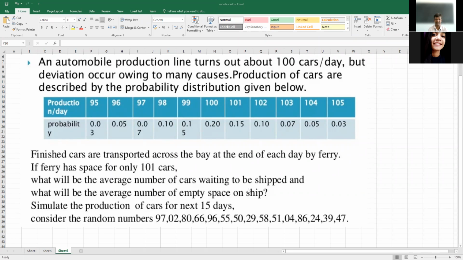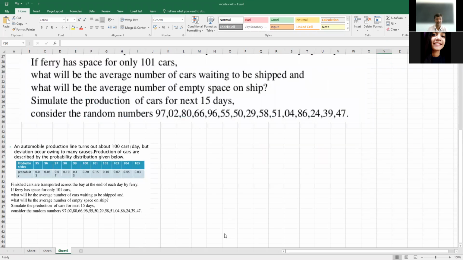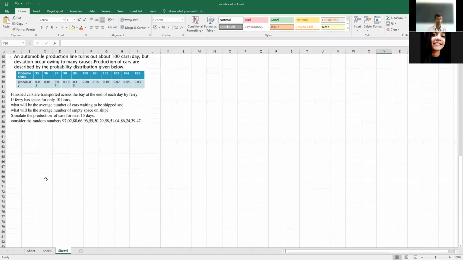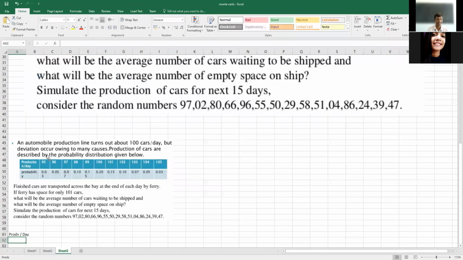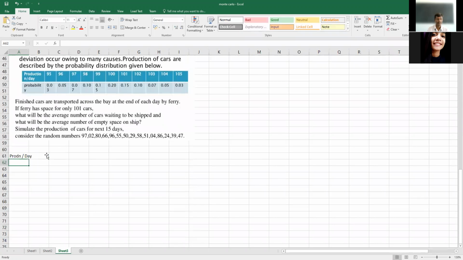Simulate the production of cars for the next 15 days, considering the random numbers given here. So as a first step, we need to create one table here. This table will contain columns like production per day. Production per day is given in our case: 95, 96, 97, and that goes up to 105.